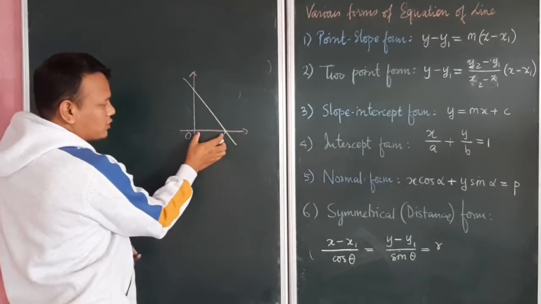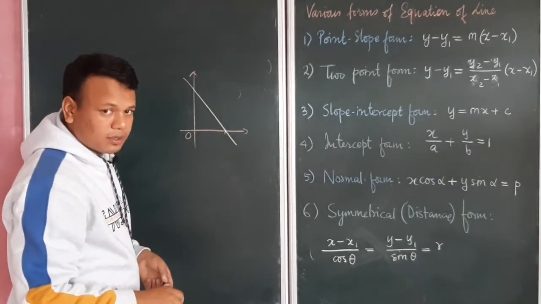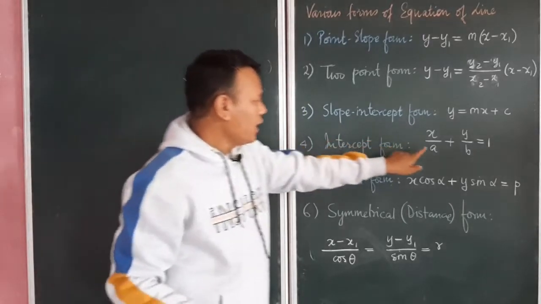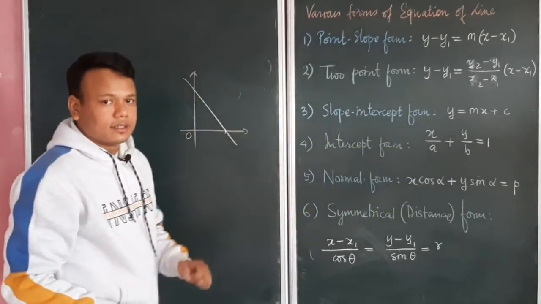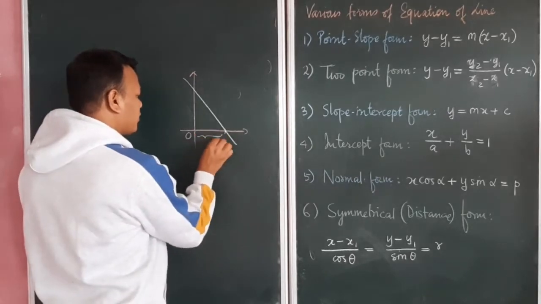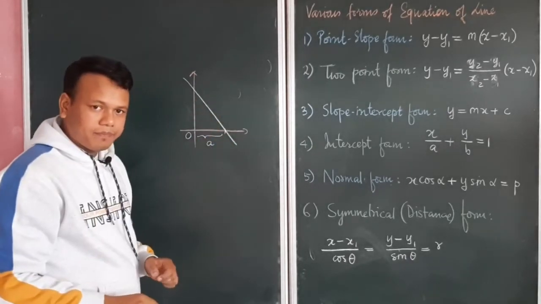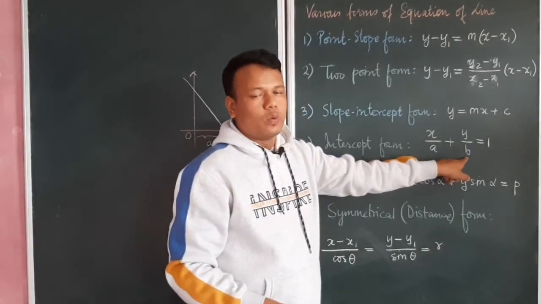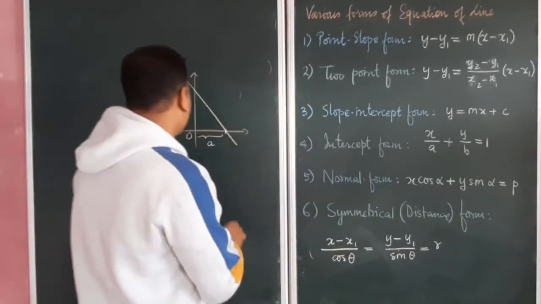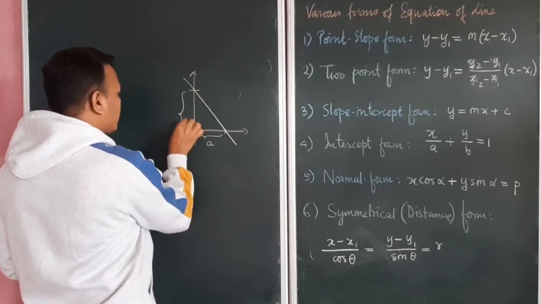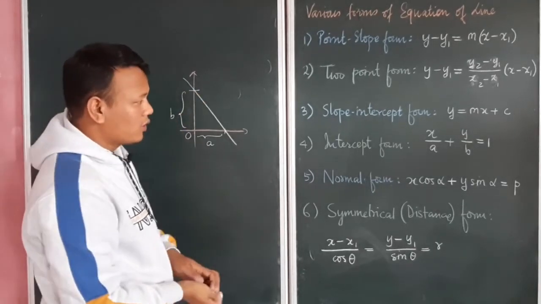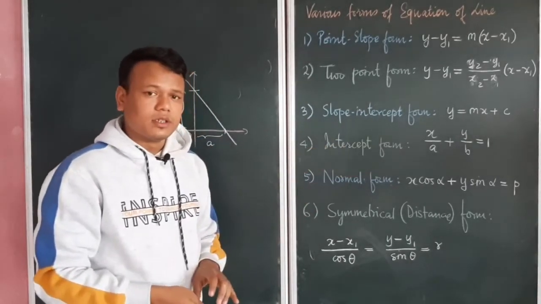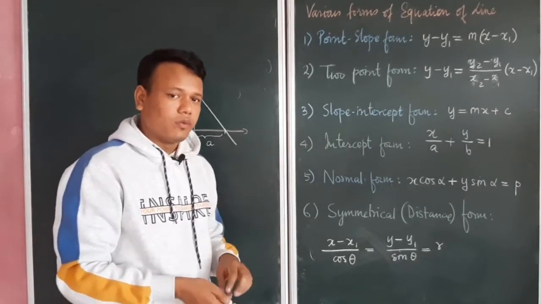So this distance is called x-intercept, right? And here this A stands for x-intercept. So basically this is my A. And this B stands for your y-intercept. So this B stands for y-intercept. That is the meaning of this particular form, that is the intercept form.